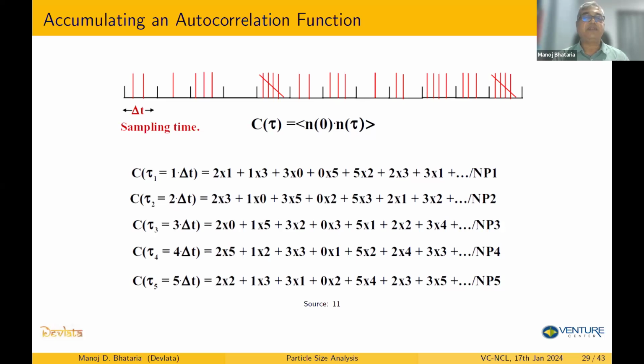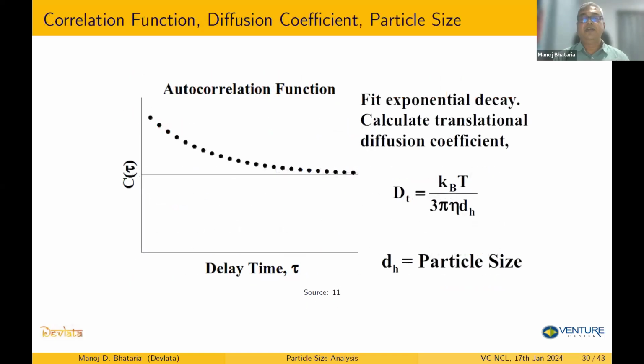But in case of dynamic light scattering, we try to see if some information is there. So what we do is that we have a correlation function. The correlation function C(tau) goes from tau equal to 1 delta t to, let's say, multiple delta t's. So that is how the correlation function is calculated. And the correlation function of a particle in suspension is an exponentially decaying function. Okay, the exponential decaying function is like this.